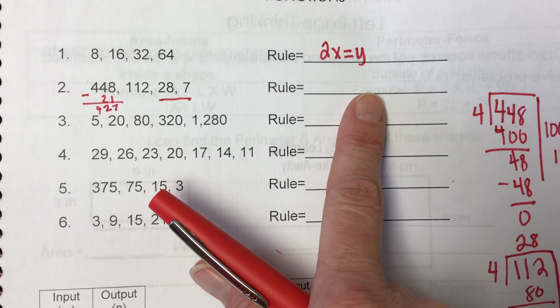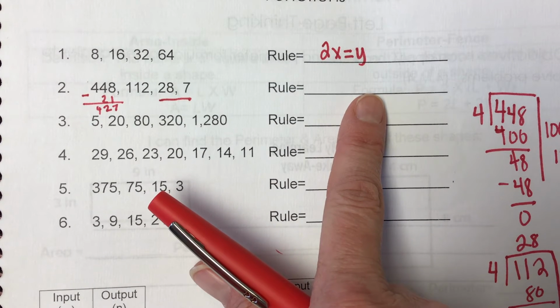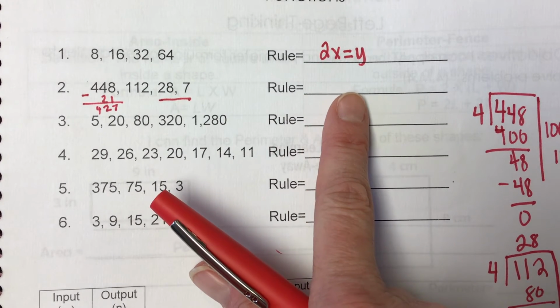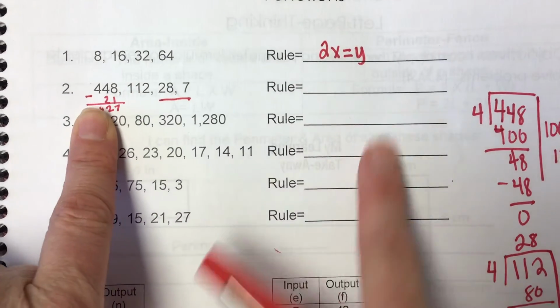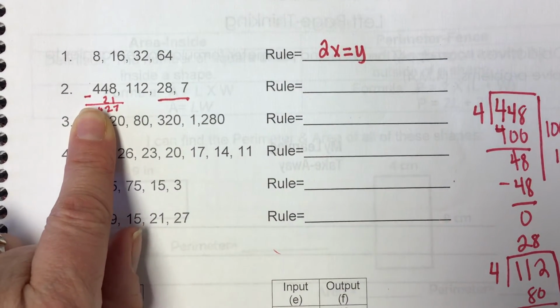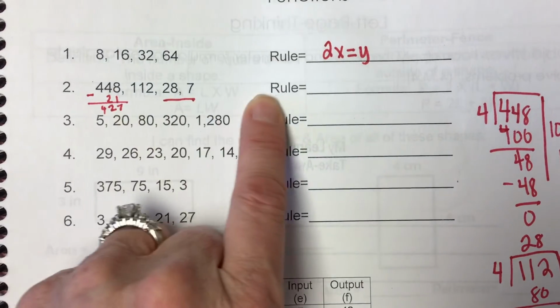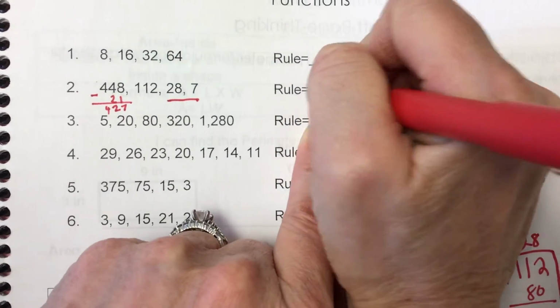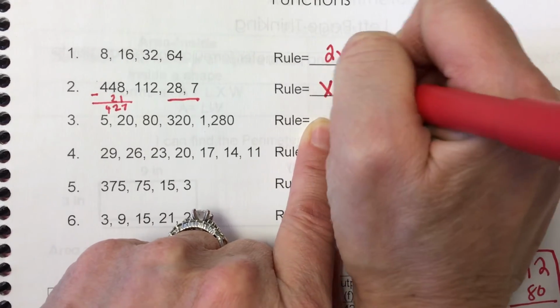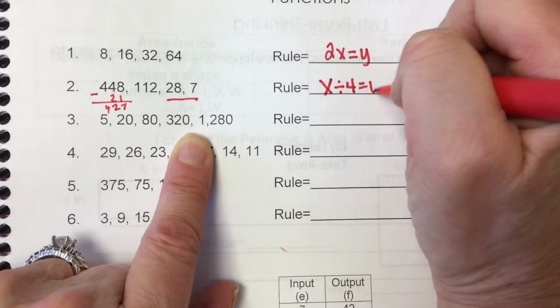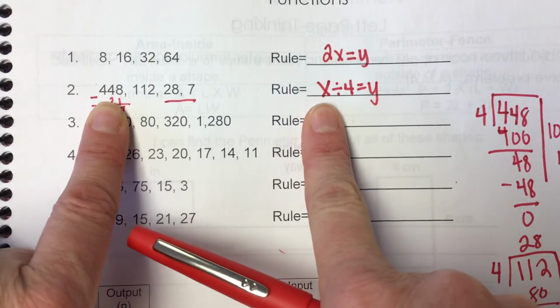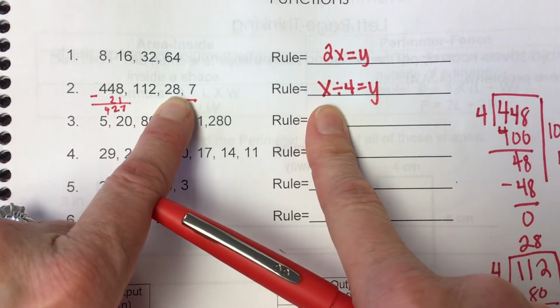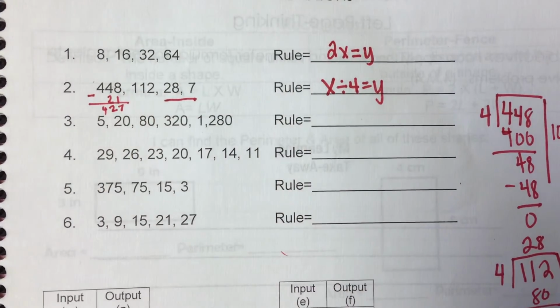Sam? 448 divided by 4. Okay, but I'm not going to use 448 because it's a rule that applies to any number. So what do I put instead of a number? A variable. So it's x divided by 4 equals y. So when I replace that x with any of these numbers and divide by 4, I get the y.